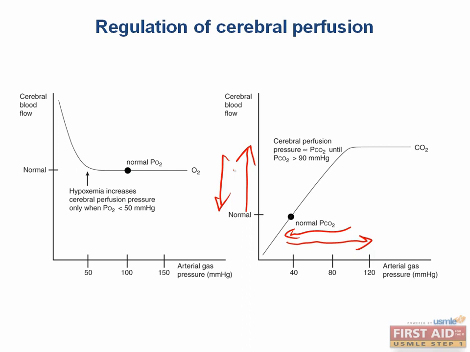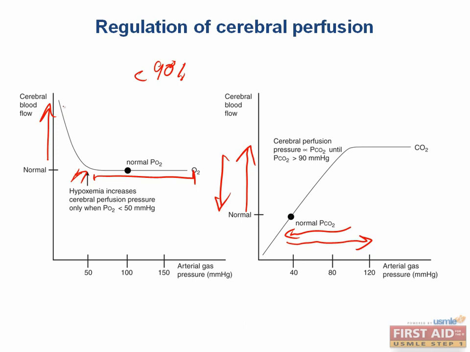Now on the left, you see that in a wide range of oxygen states, there is no change in cerebral blood flow. Only when PO2 drops below 50, meaning your O2 sat on the monitor would be below 90%, that's when hypoxemia starts to affect the brain and cause vasodilation, which increases the cerebral blood flow.